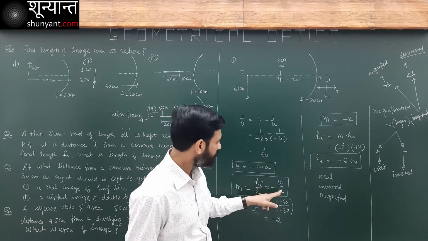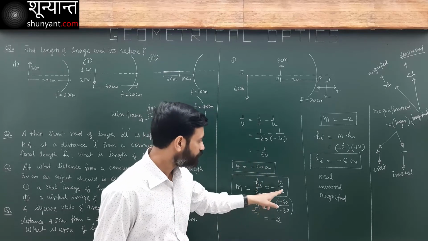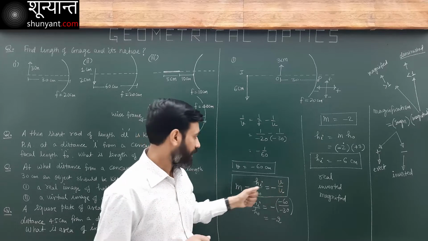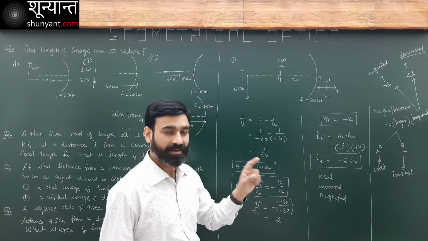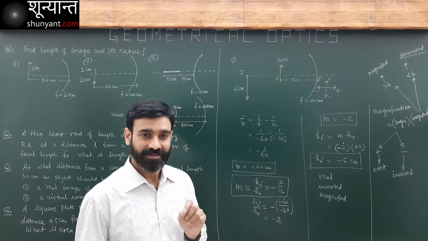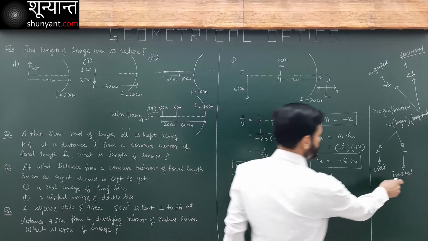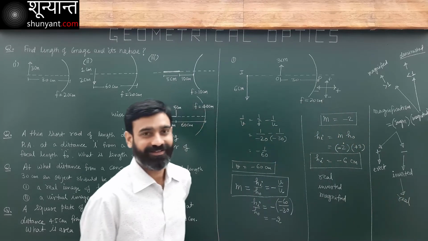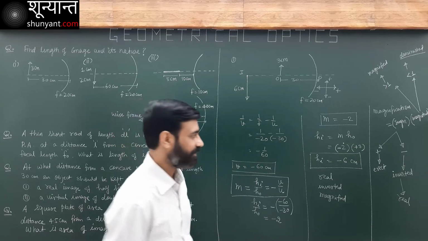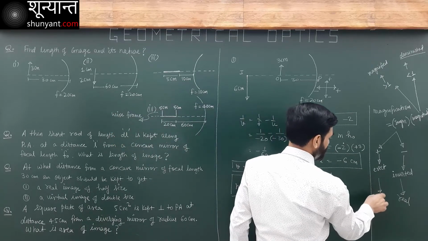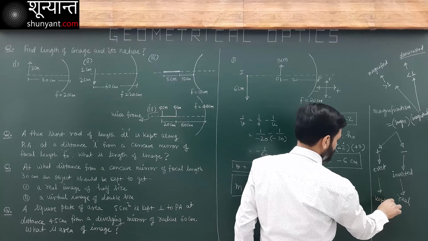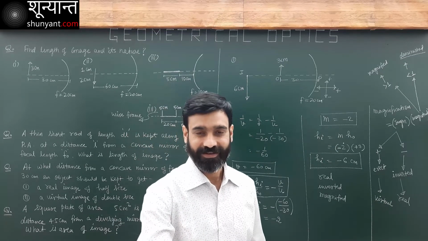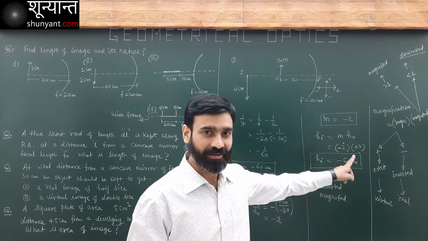That means these two are going to have the same sign. If these two have the same sign, then the image will be real, and then magnification will be negative. That means it will be inverted. So a real image is always inverted. And then you can extend your logic. An erect image is always virtual. And this is very, very important. You have to remember this.